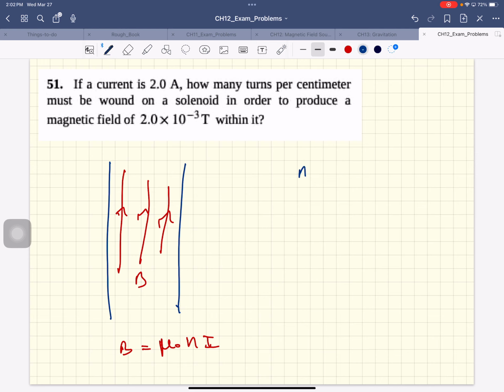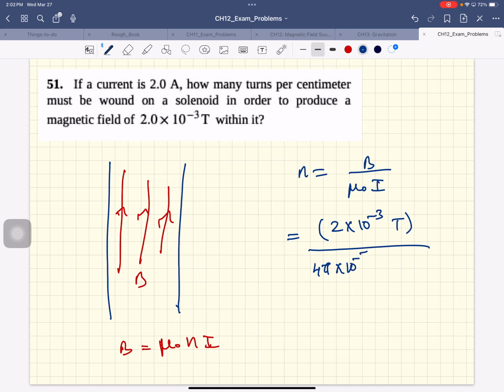So N is equal to B over mu naught I: 2 times 10 to the minus 3 Tesla. Mu naught is 4 pi times 10 to the minus 7 Tesla meter per amp. And I is 2 amps. So what we get is, okay, the 2 will cancel. You get 10 to the power 4 over 4 pi.